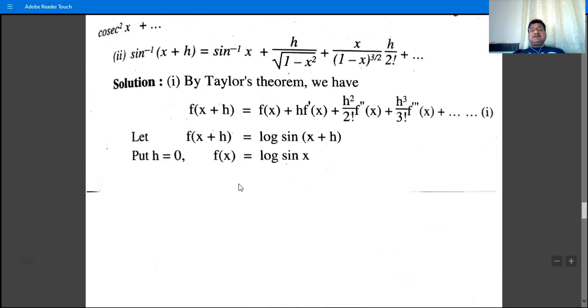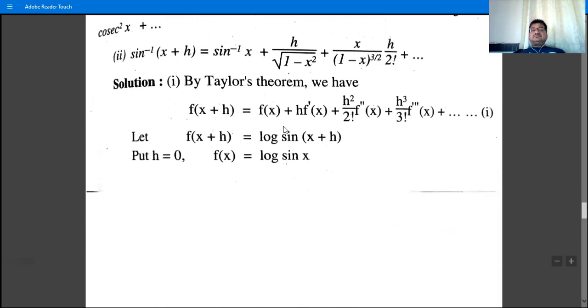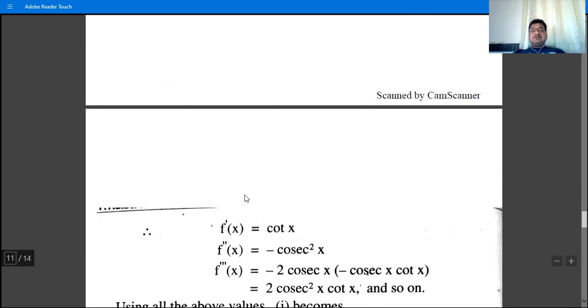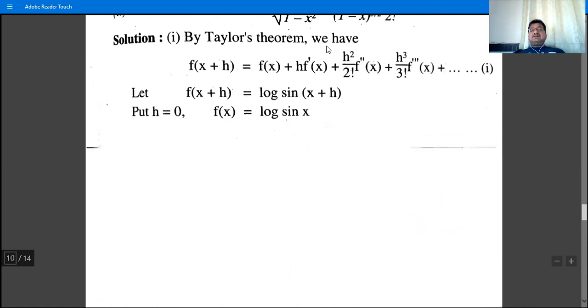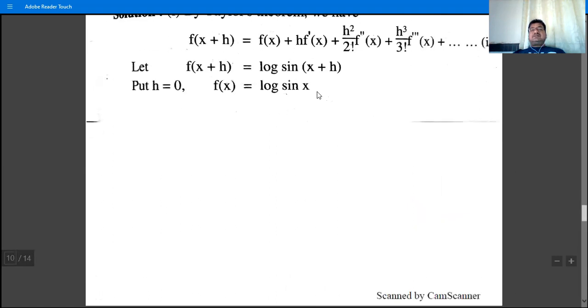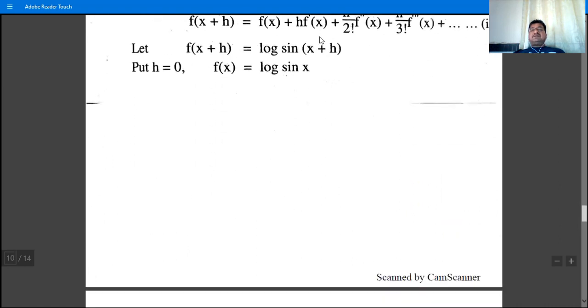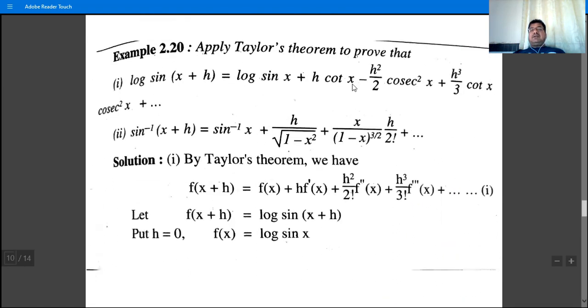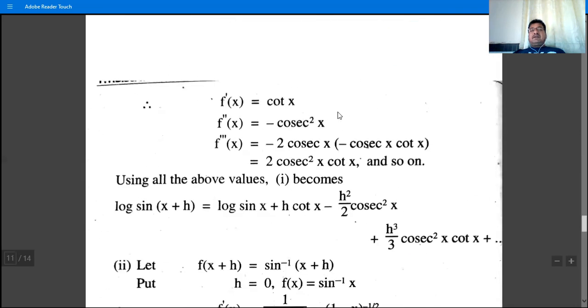So f of x plus h is log sin of x plus h. The value of f of x is log sin x. Then h f dash x, which is h cot x, since f dash x is cot x, plus h square by 2 factorial. 2 factorial is 2. F double dash x is minus cosec square x. So this becomes h cot x minus h square by 2 cosec square x.